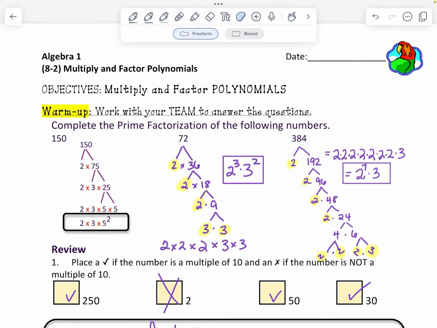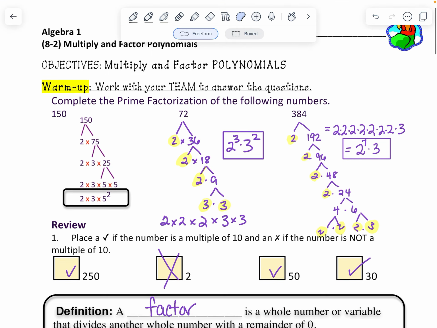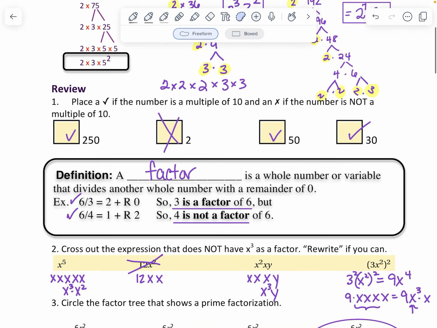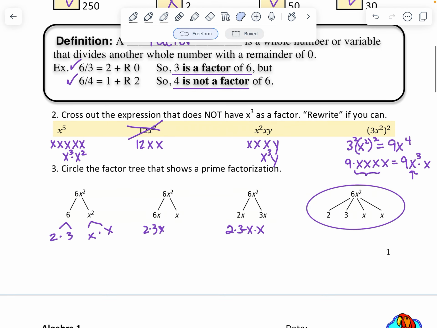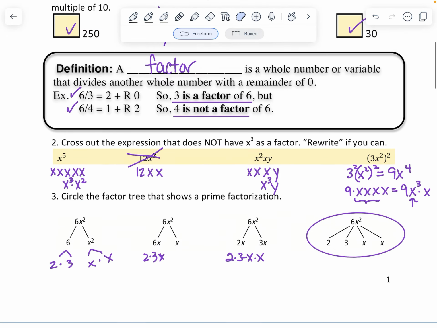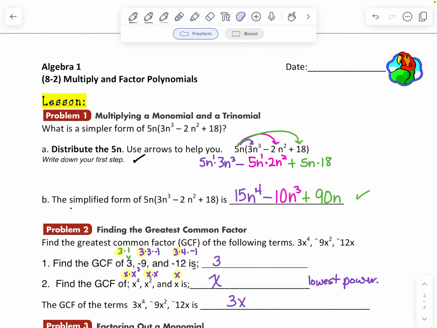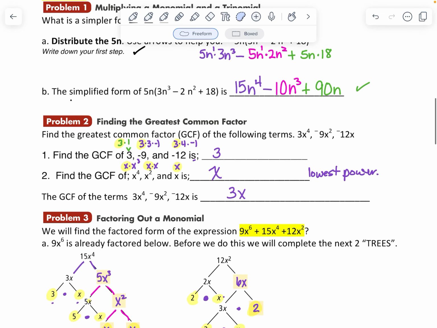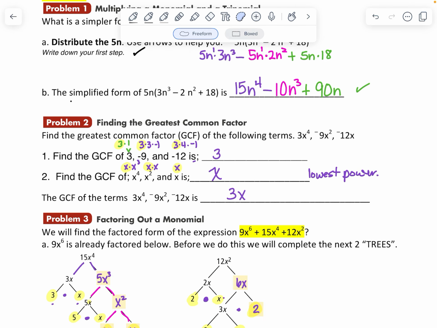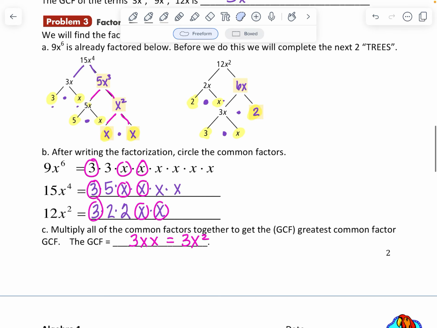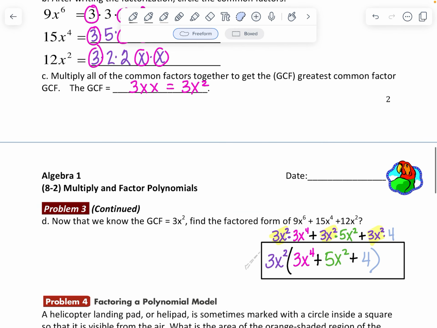Okay, we are picking up with 8.2 part 2, and I've got a couple more problems that we want to complete. We looked at prime factorization and factors of a number, what is a factor, what is not a factor, and then prime factorization again, and pulling a common factor, multiplying a monomial and a trinomial, and then pulling a common factor, looking for the greatest common factor, and then pulling it out of a polynomial using the reverse of the distributive property. And that you saw happen right here.